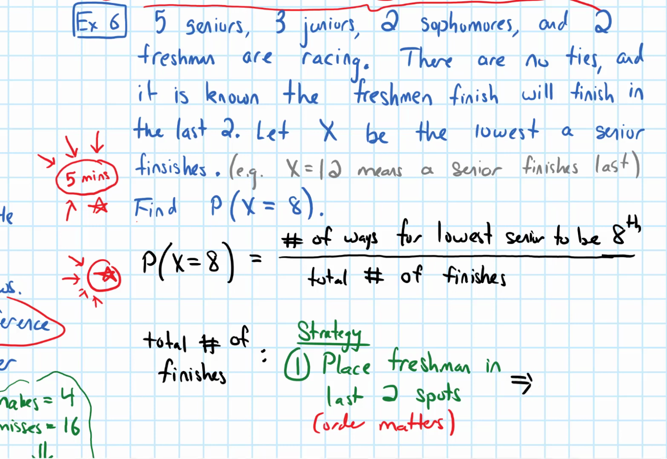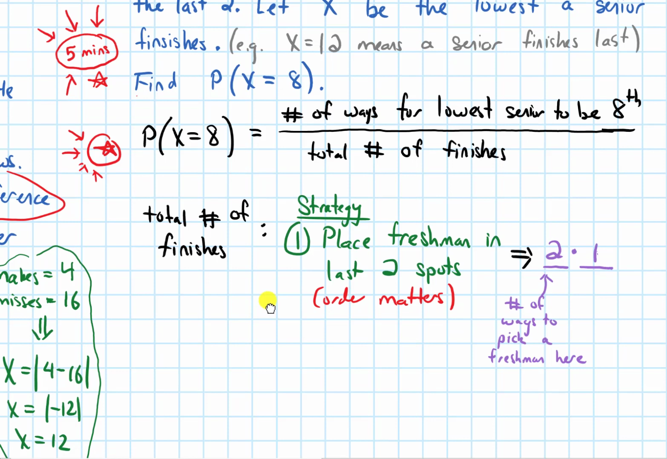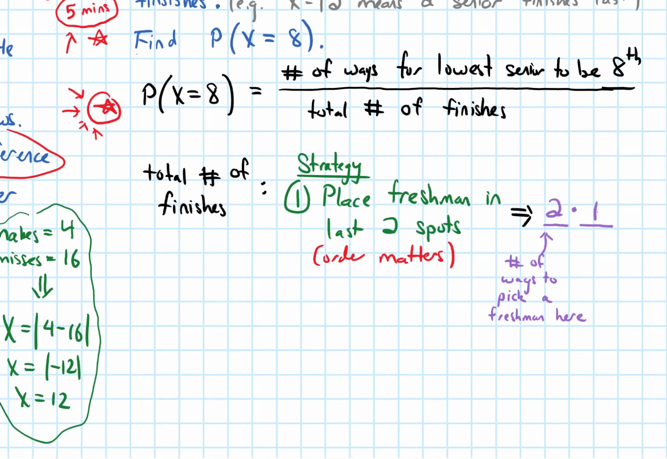Instead, the way I can think about this is to imagine I have 2 slots, the last 2 slots that the freshmen are going to occupy. And if I think about this one first, this should be the number of ways to pick a freshman here to go in that spot, which is 2. There's 2 choices for what freshman could go there. And once we pick them, there's 1 choice for what freshman goes in that last spot. Okay, so I'm going to leave it like that, but I could multiply if we wanted to. We would get 2 if we multiplied it.